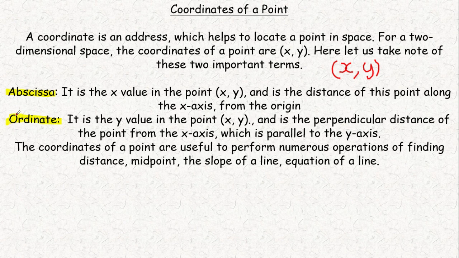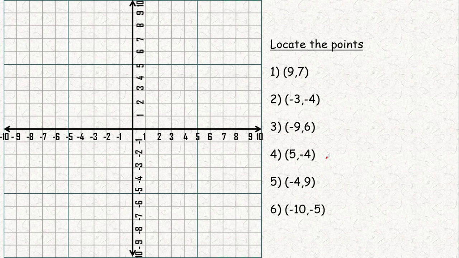Now these coordinates are useful to perform numerous operations like finding distance, midpoint, slope of a line and equation of a line. The slope of the line and equation of the line are two important topics in coordinate geometry. So we'll learn about this in your next classes.